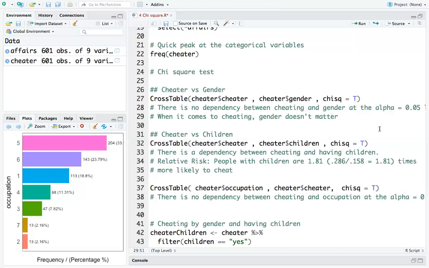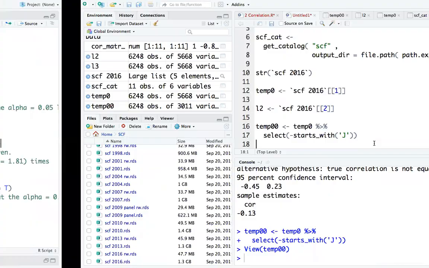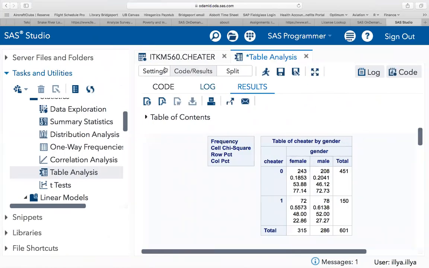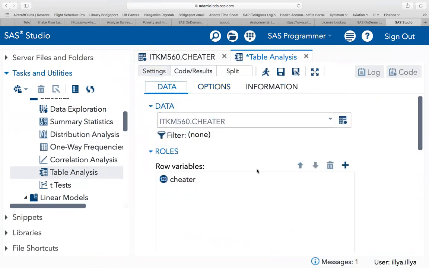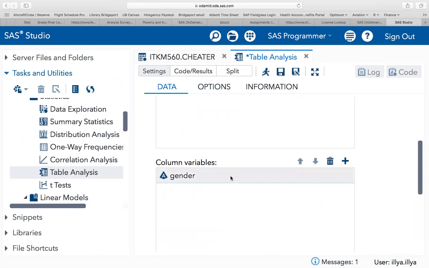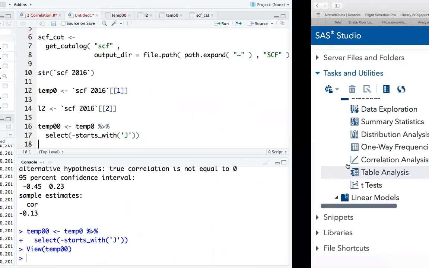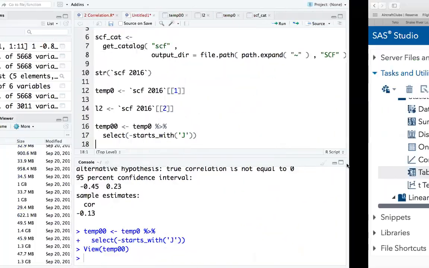So let's do another one, which is cheater and children. Okay, let's go to SAS. Go here to settings, and data, and let's take out gender. And what was it that we're going to do? This is children.